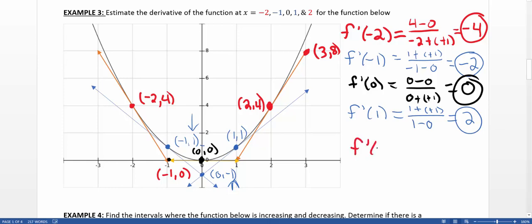So here, change in y over change in x, the change in y is 8 minus 4. And then the change in x is going to be 3 minus 2. So on the top we get 4, on the bottom we get 1. And so we get that the derivative at 2 has a slope of 4. So if we want to approximate the derivative at any point on a graph, we need to draw on the tangent line, find 2 points on that line, and approximate the slope by doing change in y over change in x. And that's how we approximate the derivative at various points on a function using a graph.